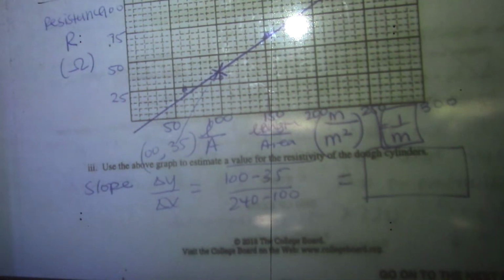And then slope is just change in y over change in x, which is change in y is 100 minus 35. Change in x is 240 minus 100, and then just get your number. I had a different number when I made my key because I had slightly different points. And that's your resistivity, or our estimated resistivity.